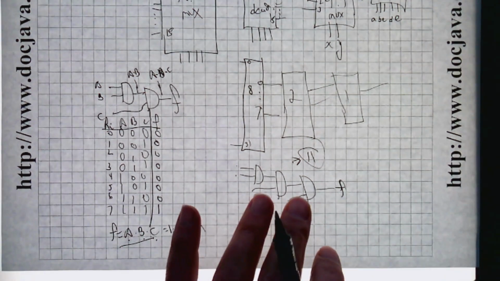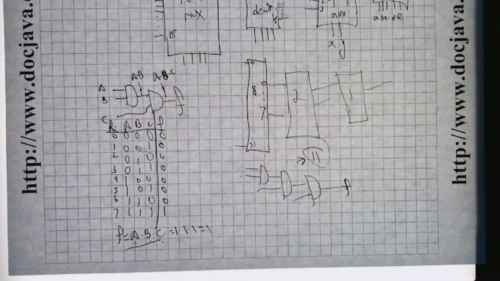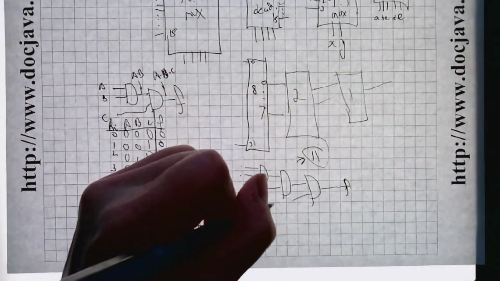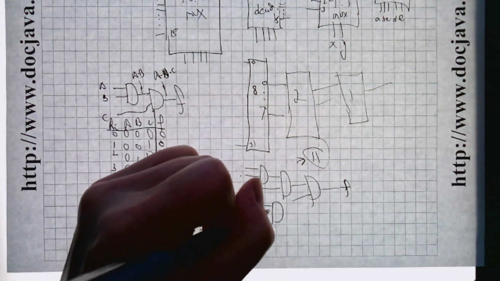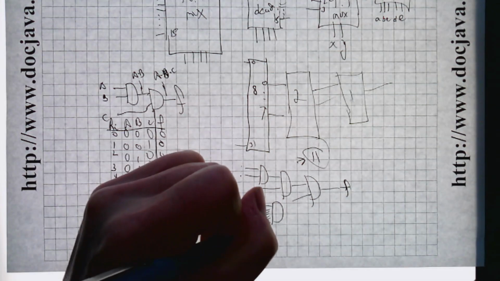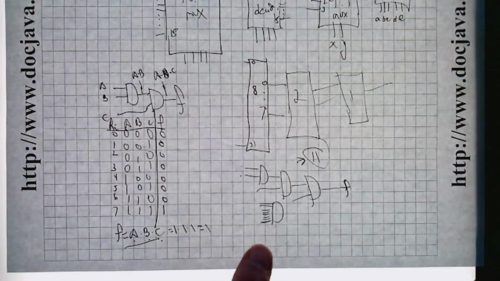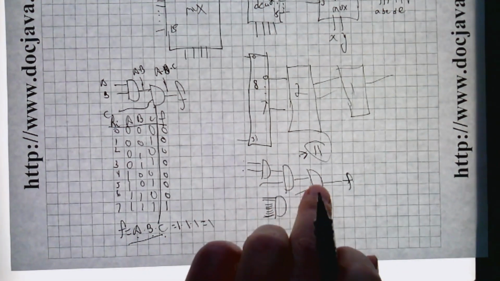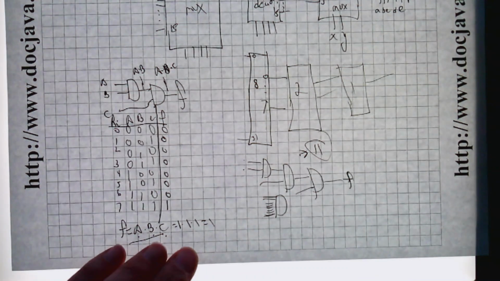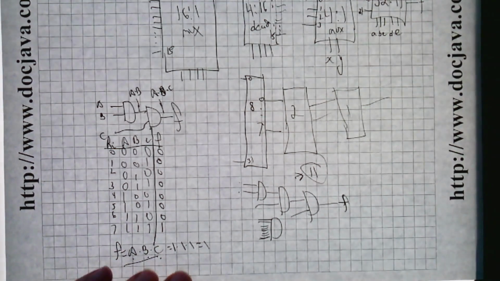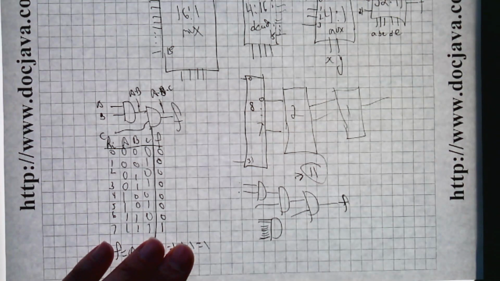So you can chain this as long as you like. But typically you would just buy an 8-input AND gate if you needed to be dealing with 8 inputs. You wouldn't chain it like this because it just delays things a bit. Any other questions?